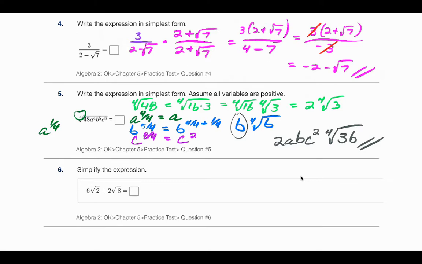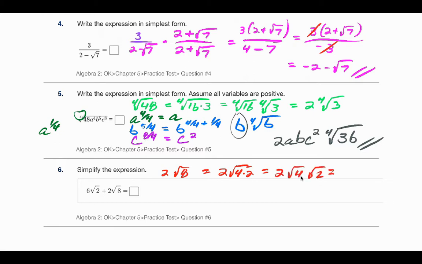Number 6, simplify the expression. On this one, if you notice, we have root 2 there. We have root 8 here. If we can make that root 8 be root 2, then we can add them together. So if I look at that one there, I can say that 2 times the square root of 8, well, we know that the square root of 8 we can write as the square root of 4 times the square root of 2. So that'd be 2 times the square root of 4 times the square root of 2.